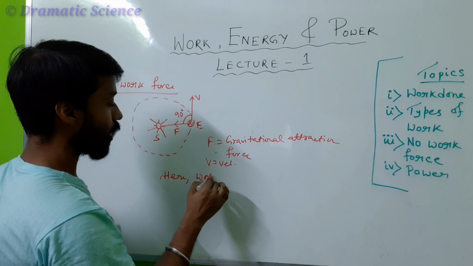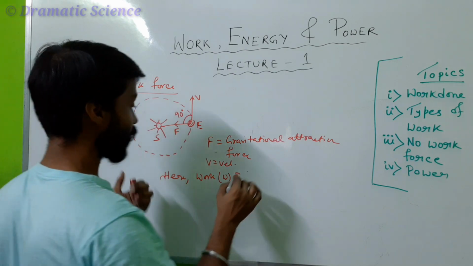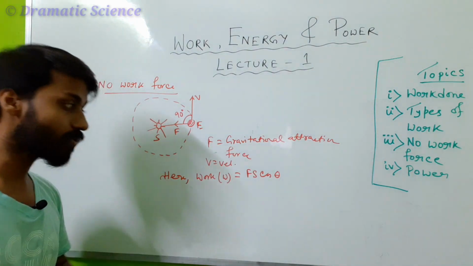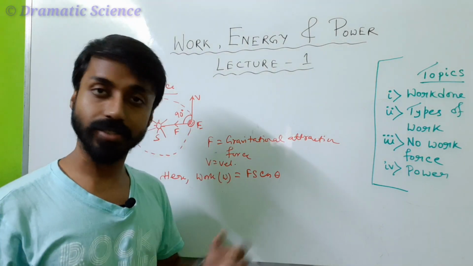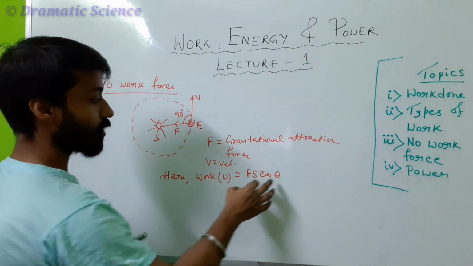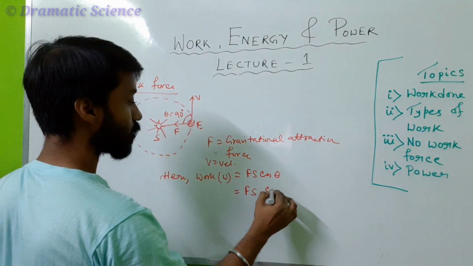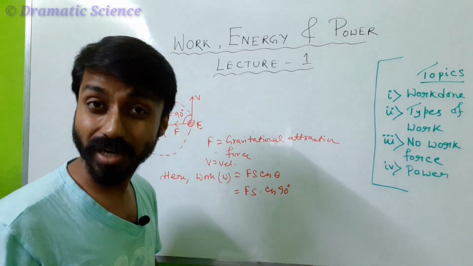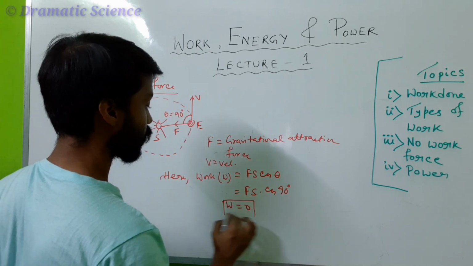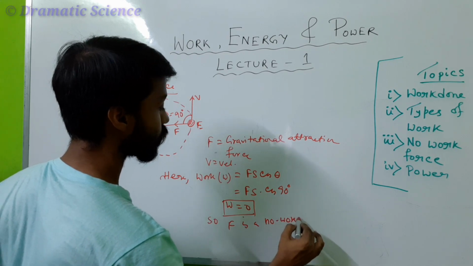So here we can say work done, that is W equals F, force into displacement. So here we can say Fs cos theta. F is the force, S is the displacement, and cos theta is just a multiplicative term, equals Fs cos theta. Theta means this angle. Here theta is how much? That is cos 90 degrees. And what's the value of cos 90? That is 0, correct. So F is a no work force.